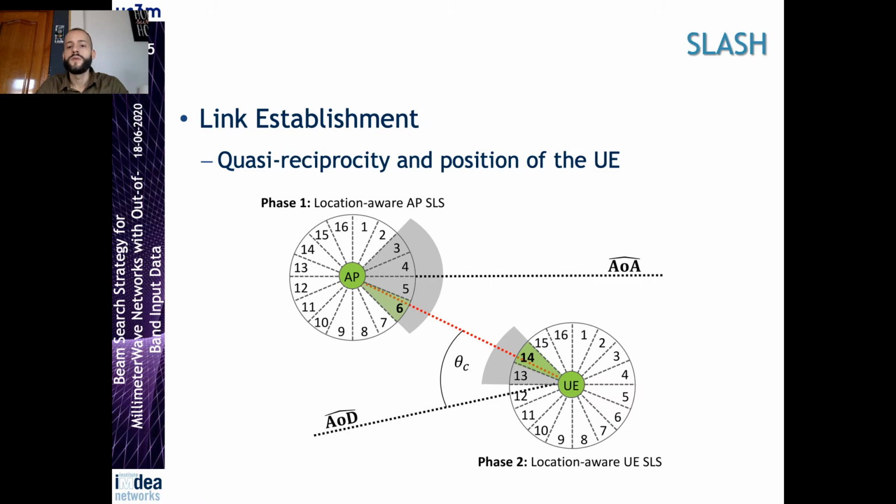Then, for the user SLS, we also investigate the similarity of the downlink and uplink channels, and so, looking this time at the direction of the access point, and so at the angle of departure, we compute theta c, which is actually the angle by which we correct the direction, and then we reduce the number of sectors in the uplink.